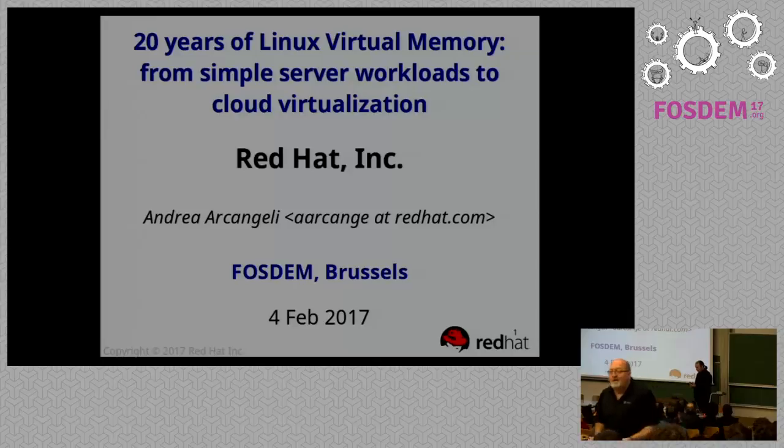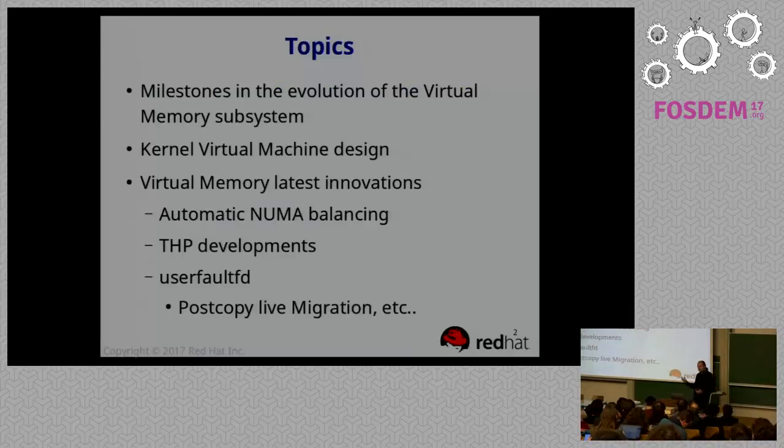So today we are going to talk about the evolution of the Linux virtual memory subsystem over the last 20 years, since we started around 1997. Then we will see some of the decisions behind the KVM kernel virtual machine design and how it integrates with the virtual memory subsystem of Linux. We'll also see some of the latest virtual memory innovations, like automatic NUMA balancing, THP developments, and recently userfaultfd, which are Linux kernel features that can be used regardless of virtualization, but especially help when you are using Linux as a hypervisor with KVM.